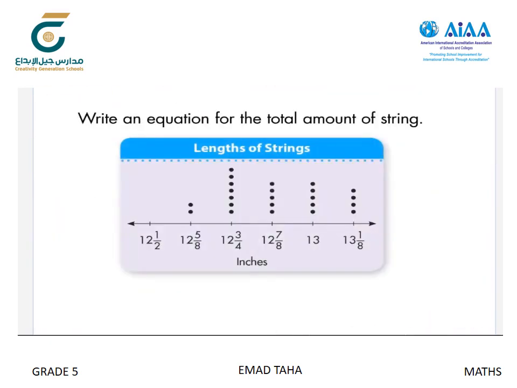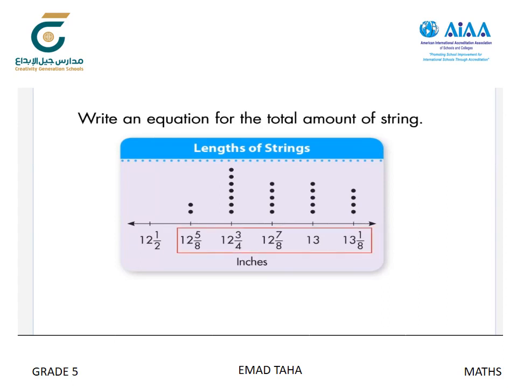This problem is key because students are asked to write an equation that shows the total length of string represented in the line plot. This requires that students understand what the numbers and dots in the line plot represent. They also need to multiply and add with mixed numbers.